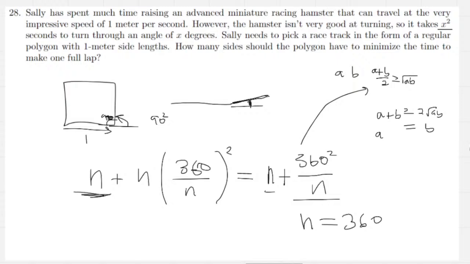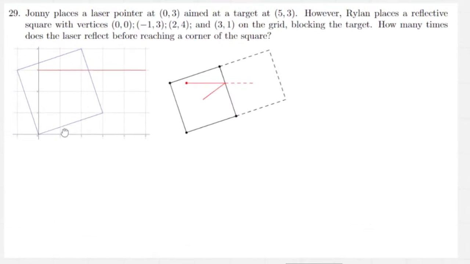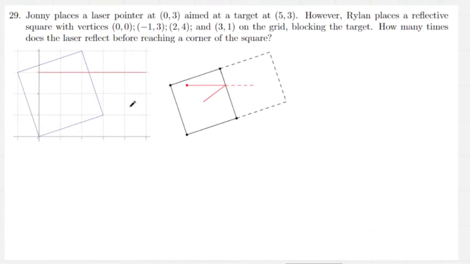Okay, now let's go on to 29. 29 is, in my opinion, a very fun problem because if you play around with it a little, there's a very fun realization to find. So the idea is that when you have a laser, it will bounce off in order to match the angle. So basically, if you draw this vertical here, it's symmetric across here. So that angle is equal to that angle.